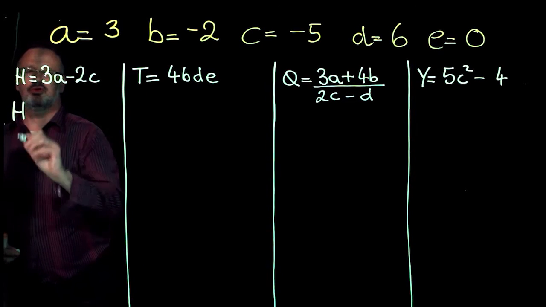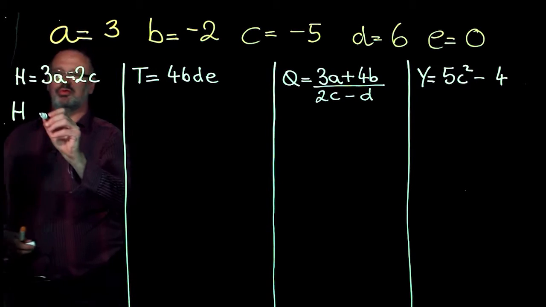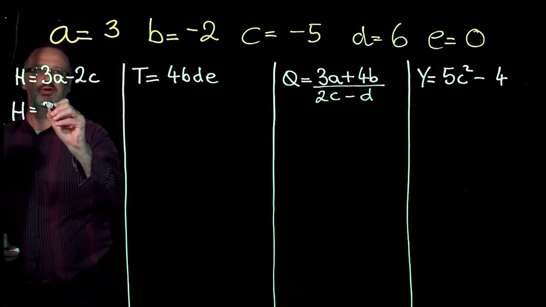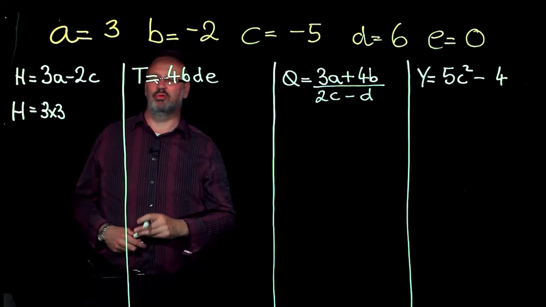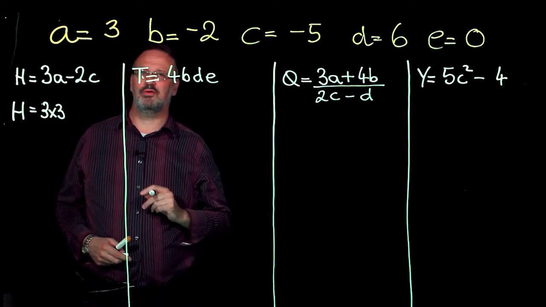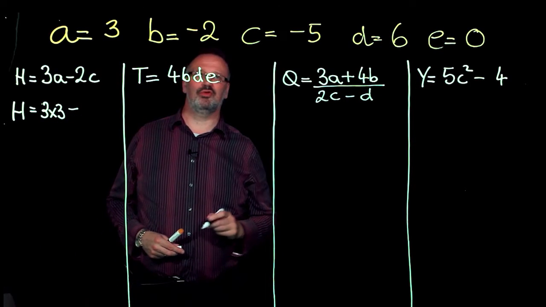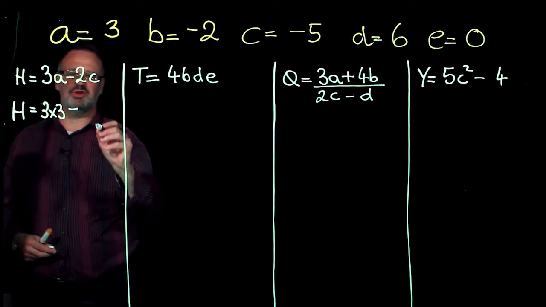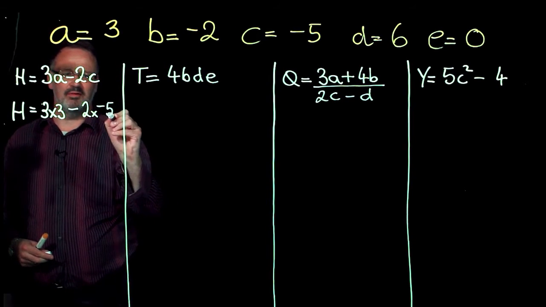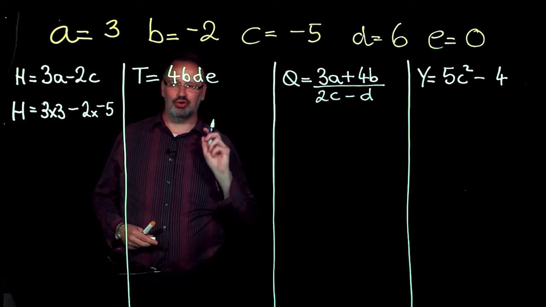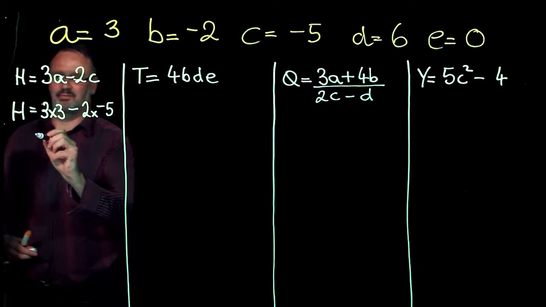H equals 3A take away 2C. Well, 3A means 3 times the value of A, which is 3, which I've already got in my mind, of course that's 9. Take away 2 lots of C. Well, C is -5, so it's take away 2 times -5. And here my caution is necessary because I have a negative and a negative.